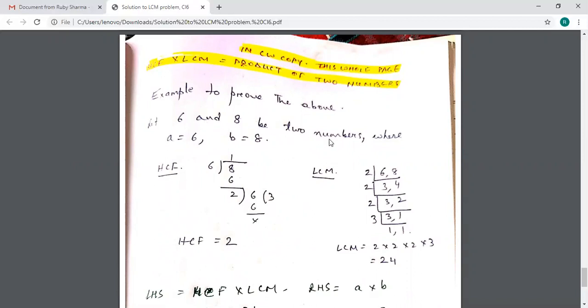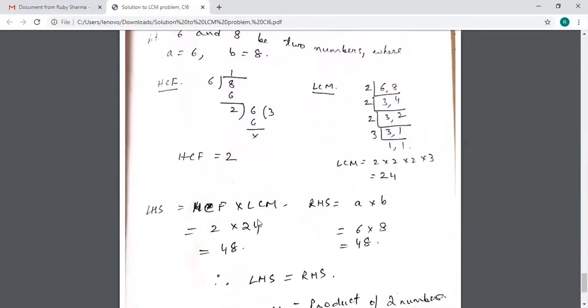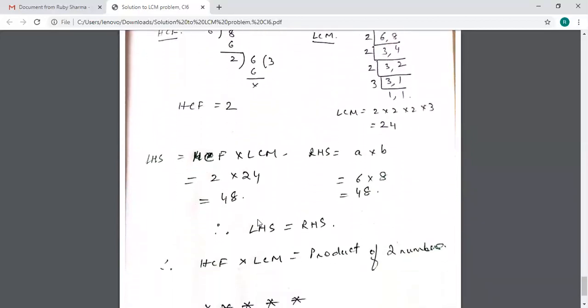Now let 6 and 8 be two numbers, where A is 6, B is 8. Okay. And you find HCF and LCM. HCF is 2, LCM is 24. When you multiply, you get 48. Also 6 into 8 is 48. So if you take any two numbers like this, find the HCF and LCM, you will find that this property holds true. HCF into LCM is equal to the product of two numbers.